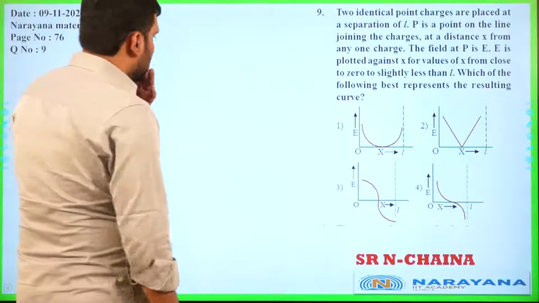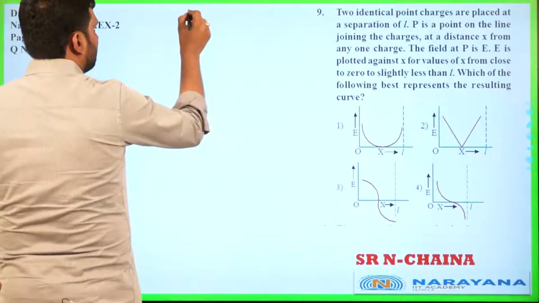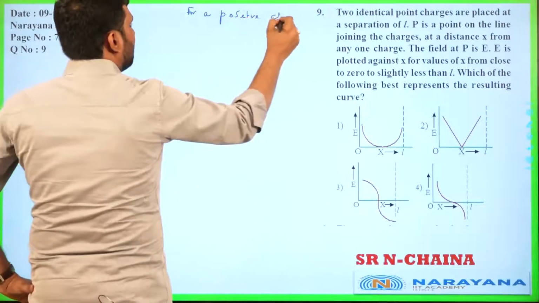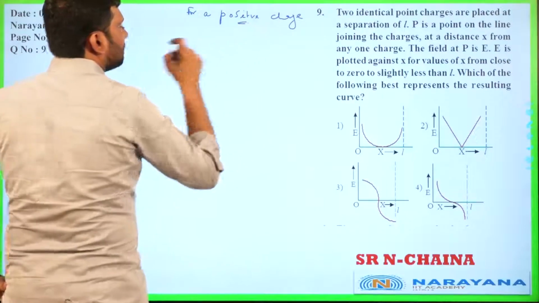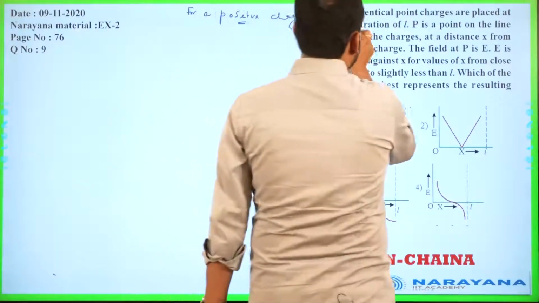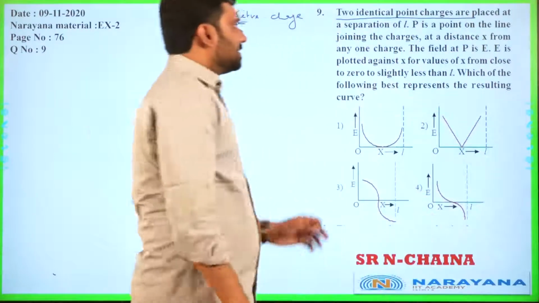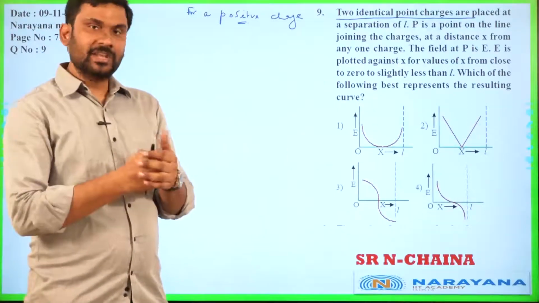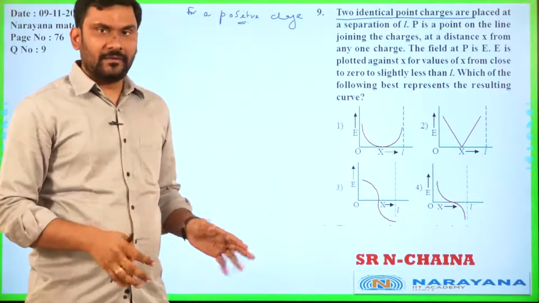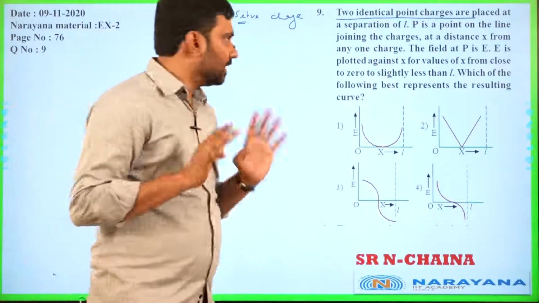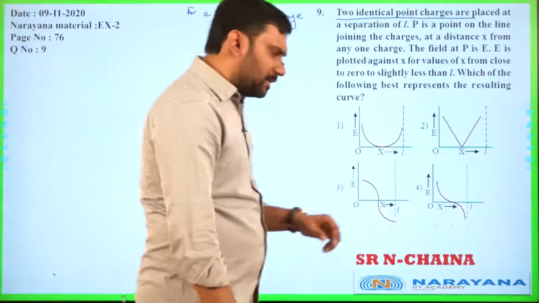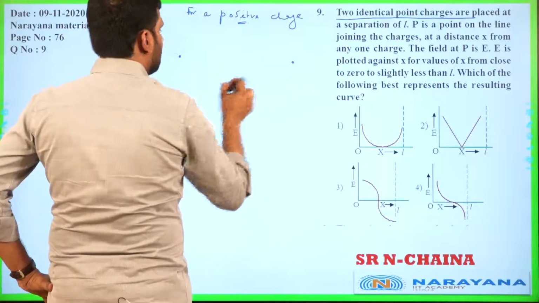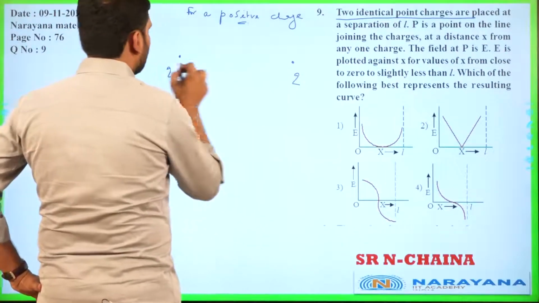Let us see. So, for a positive charge, okay, they have said two identical point charges, right? Since they are telling us two identical point charges, we will consider that their nature is the same, magnitude as well as both of them are positive or both of them are negative, any one of them, right? So I am considering both of them are positive, let us assume, right? So I keep the two charges here, Q and Q.